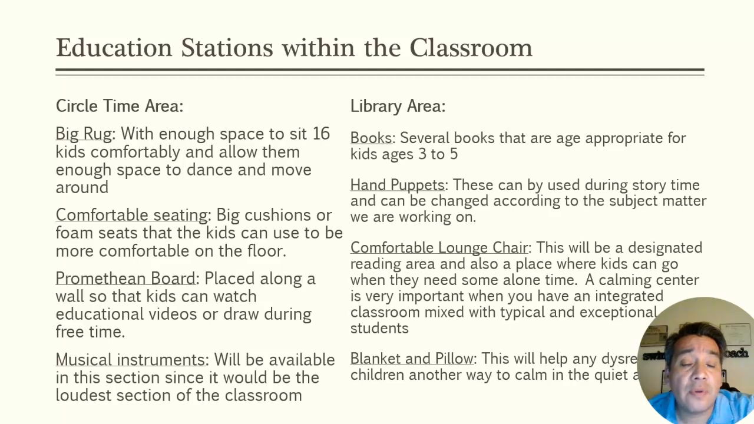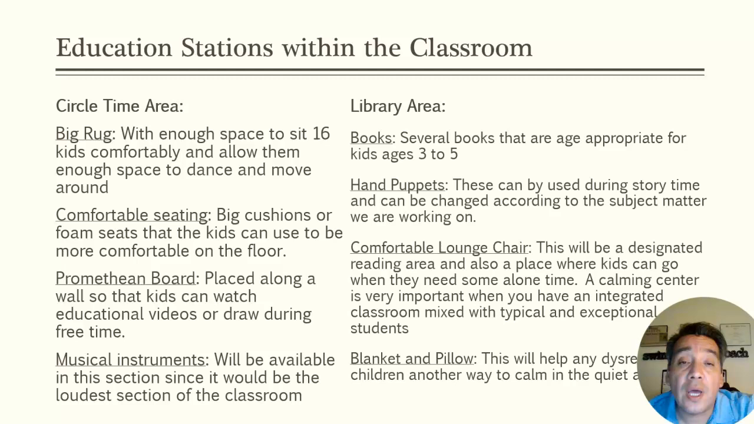We have a circle time area with a giant rug that has enough space to sit 16 kids, because that's what we have right now. In this area, they also have enough space to move around and dance. In our circle time, we have a Promethean board, which is basically a giant TV screen that acts as a computer. That's the video screen where we'll show kids educational videos and also videos that will help them get up and move. We also include musical instruments so that they can make their own music.